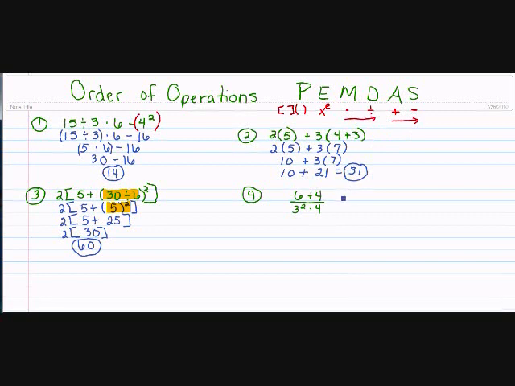Here I have a fraction. Fractions are used as a symbol of the order of operation. It's just another way of writing a division problem. When you have a fraction like this, you have to solve the numerator first, and then you apply order of operations to the denominator.